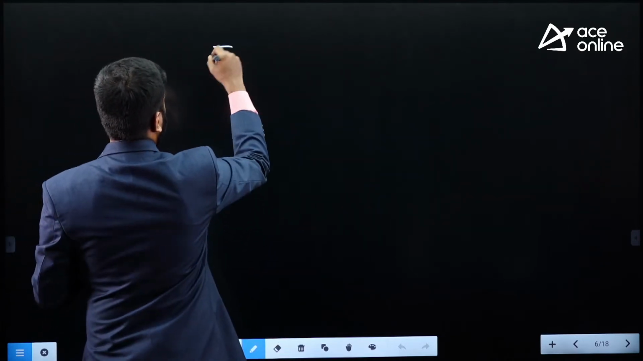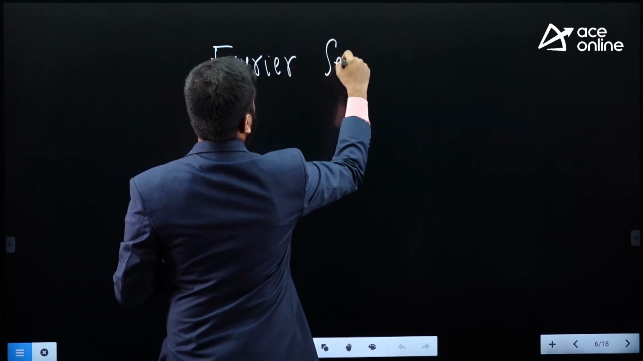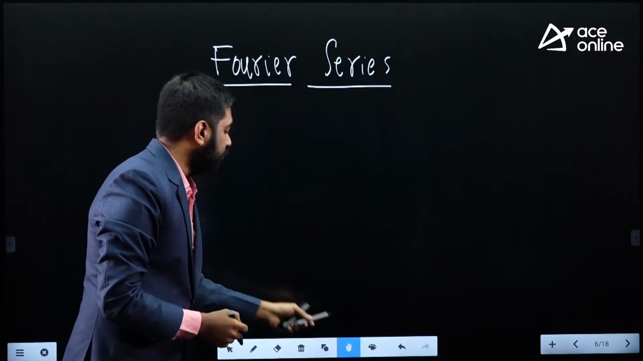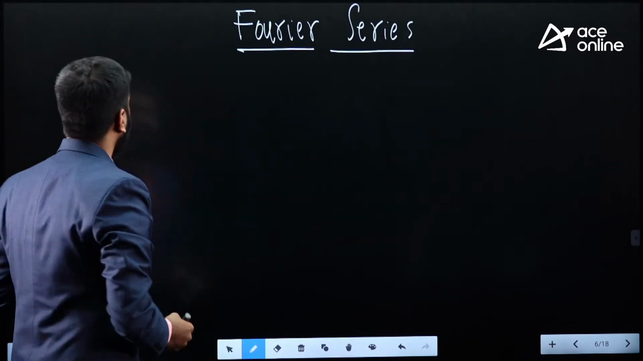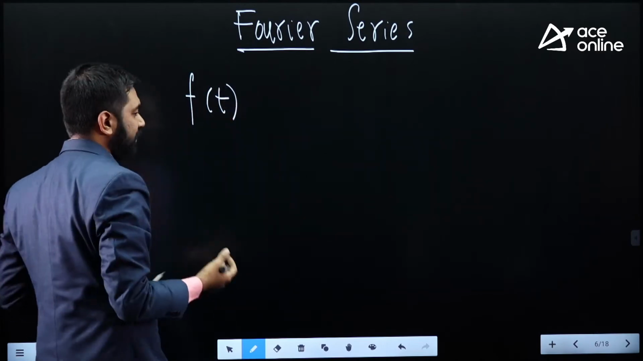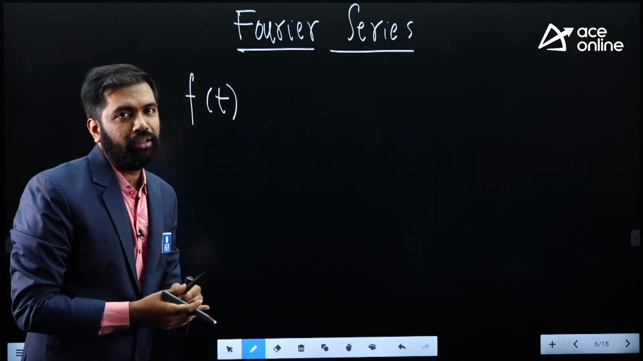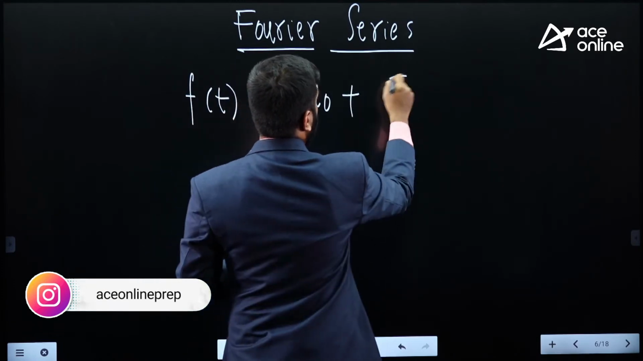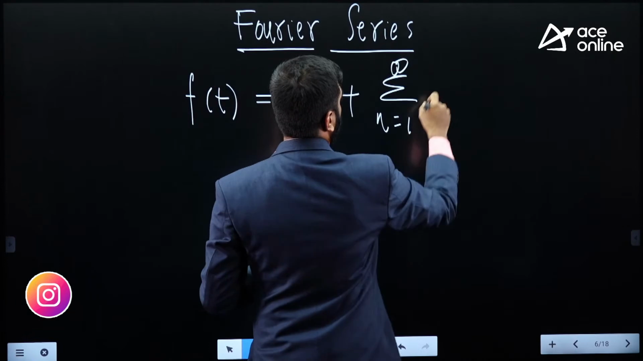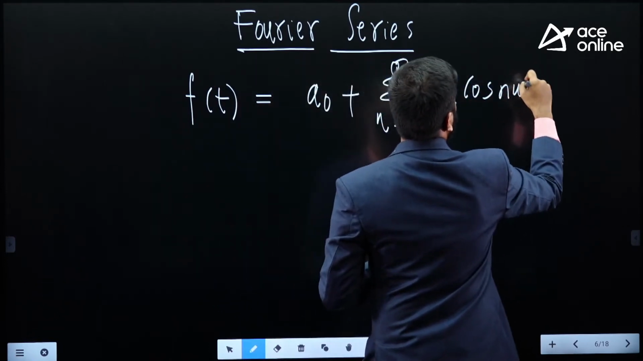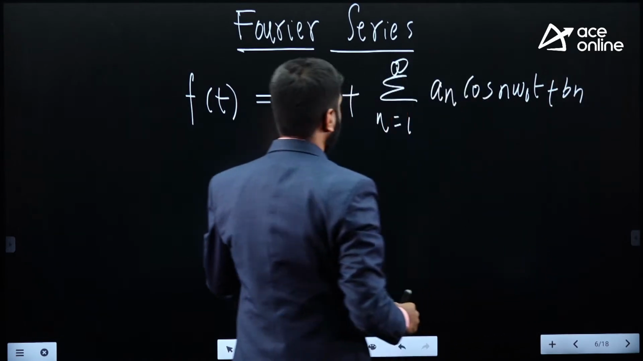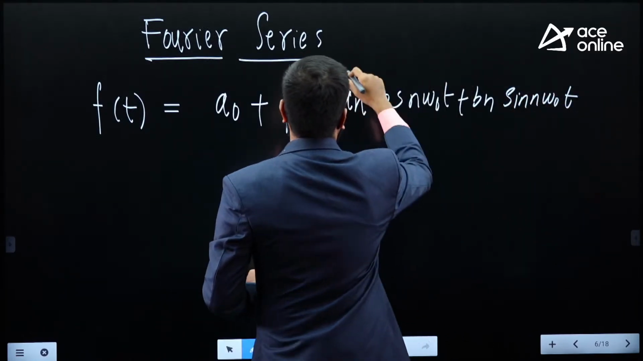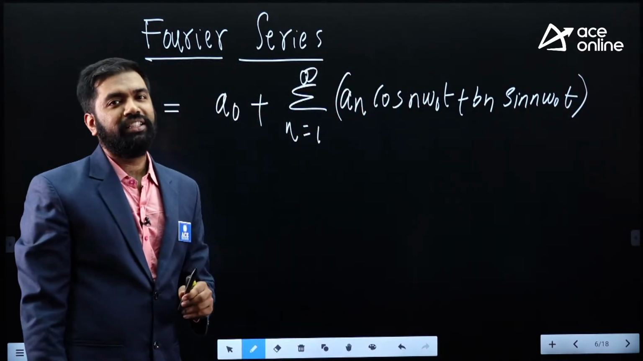So the topic is Fourier series. What is the Fourier series representation of a periodic signal? Suppose you consider a periodic signal with time period capital T, its Fourier series is given as follows: A0 plus summation n from 1 to infinity, an cos n omega naught t plus bn sin n omega naught t. This is the Fourier series representation of a periodic signal.